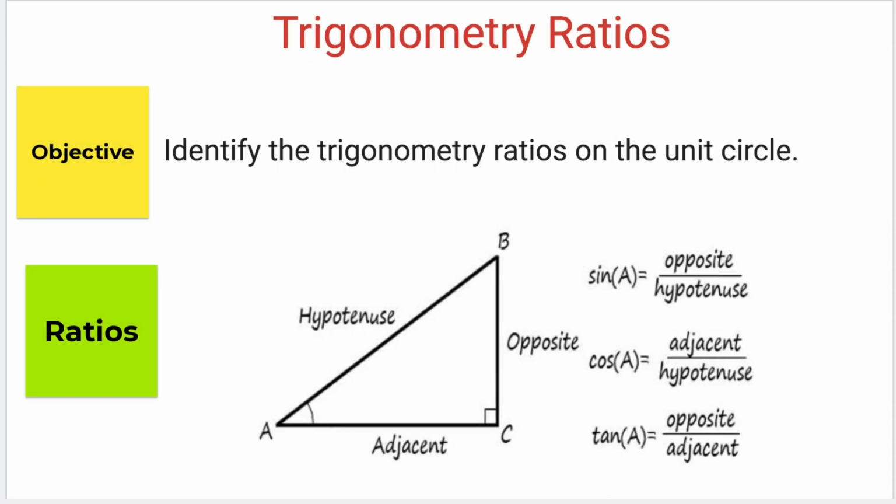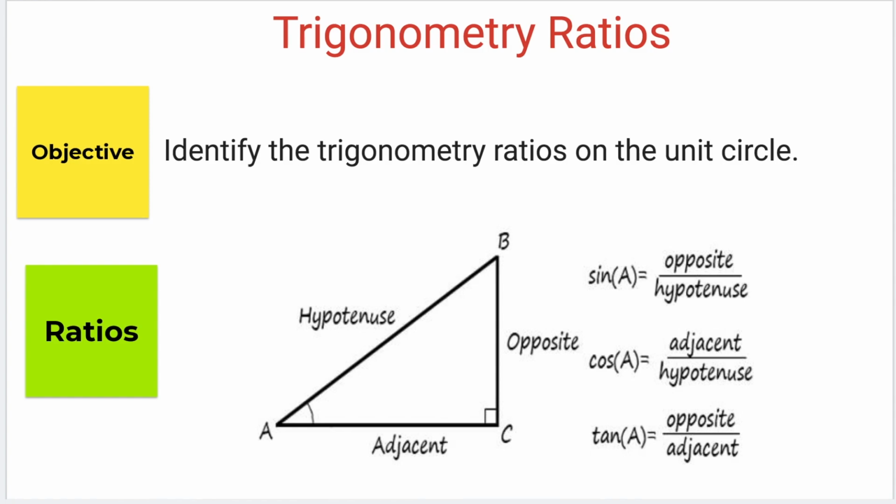The objective of this video is to identify the trigonometry ratios on the unit circle. Trigonometry ratios are useful for finding the ratio of two sides when you're given two sides, and then you can figure out what the angle was. Or if you're given the angle, you can use that angle to figure out what the ratio was.